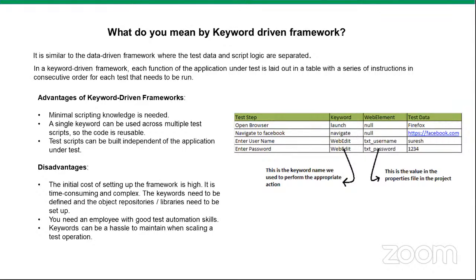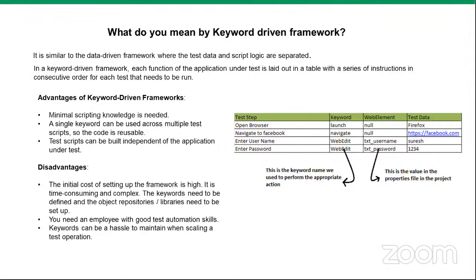Let's say in this example, the image that is shown on the screen, you can see launch is the keyword given to open a browser. So the program will already be written to handle the launch function. So you just need to give the launch keyword. Based on the keyword, the application will perform operations.